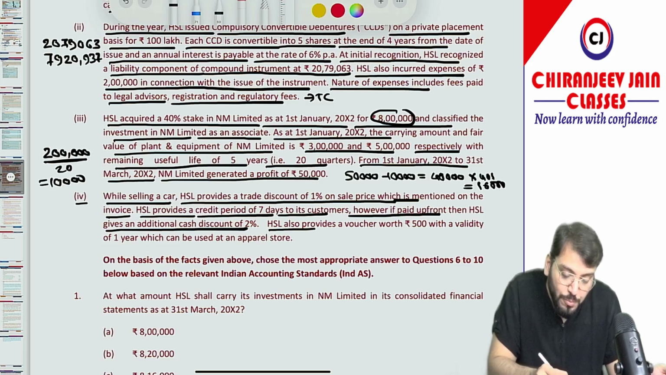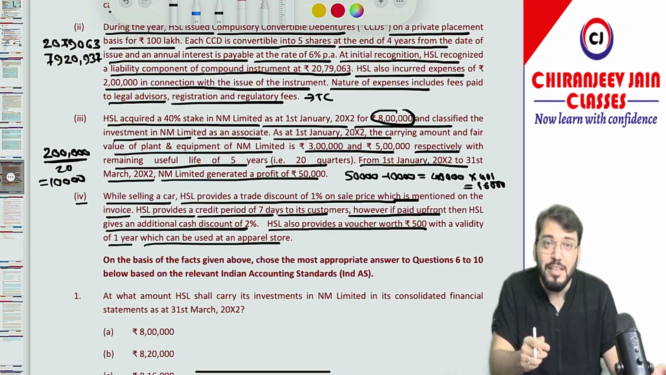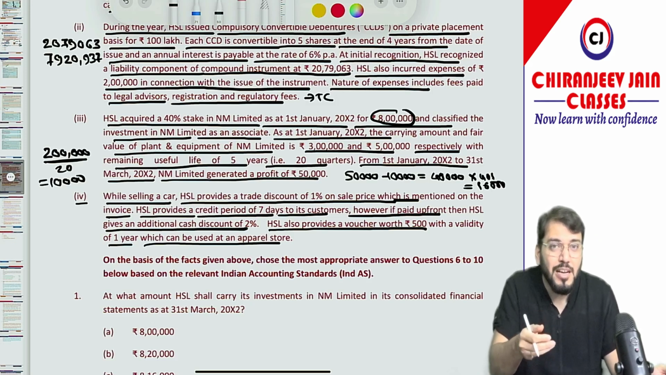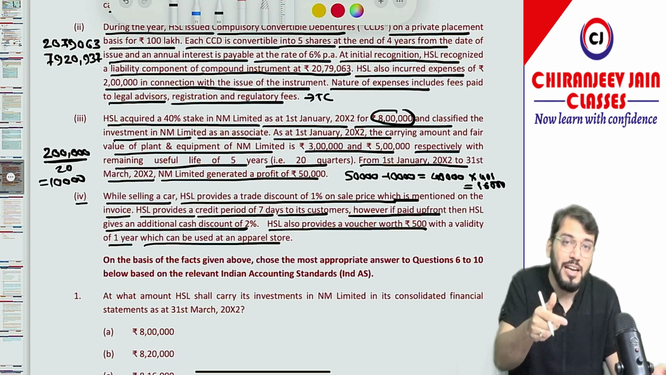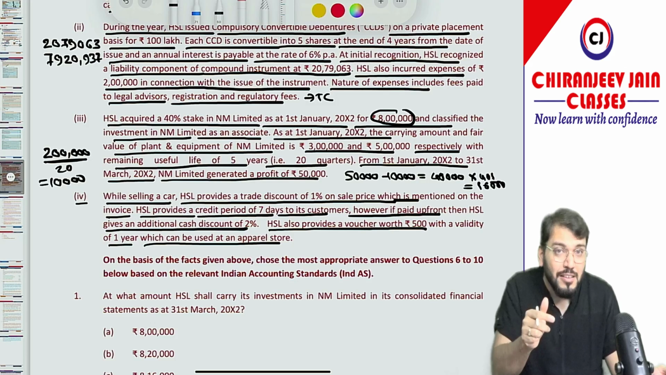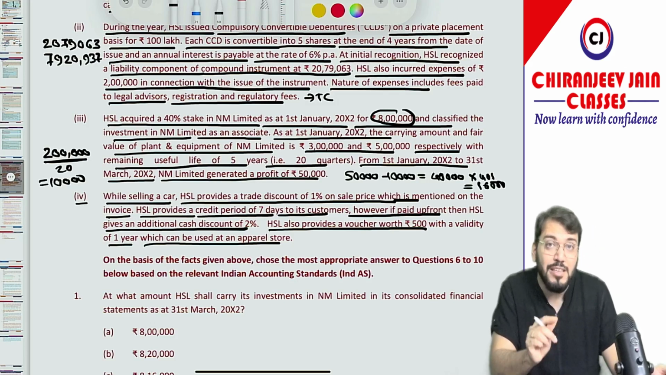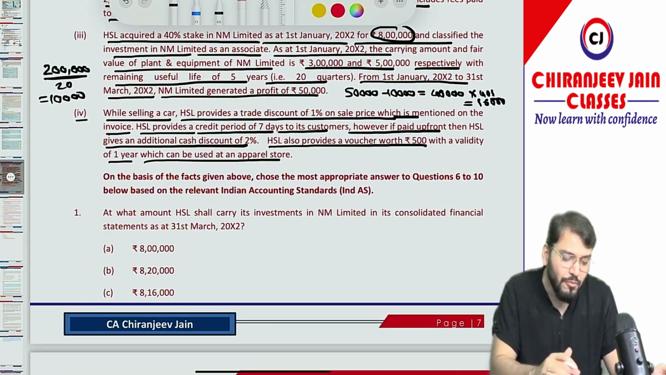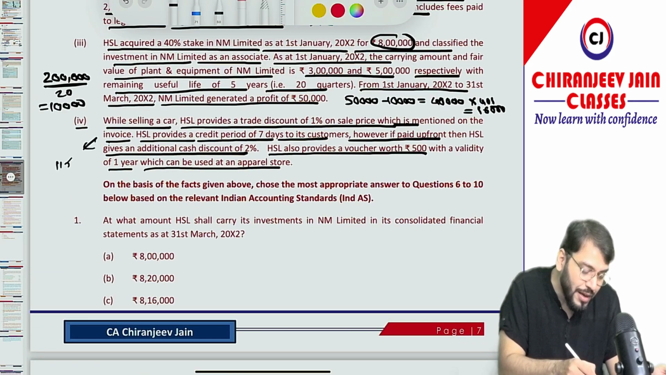Means if not paid upfront, then cash discount will not be given. Understood? HSL also provides a voucher worth rupees 500 with a validity of 1 year which can be used at an apparel store. So they will give a voucher, which is nothing but some consideration payable to the customer. Now as per Ind AS 115, if there is any consideration payable to customer, that will be deducted from the transaction price to determine the transaction price for revenue recognition. Understood? So this will also be deducted from the transaction price. So let's see what MCQ question they have asked. This is related to Ind AS 115.